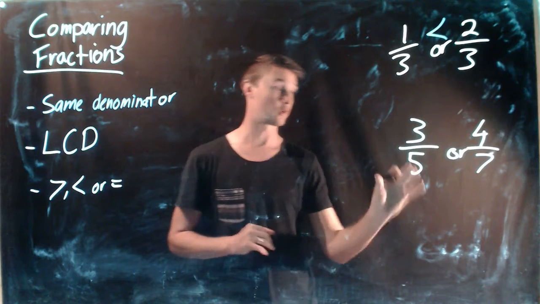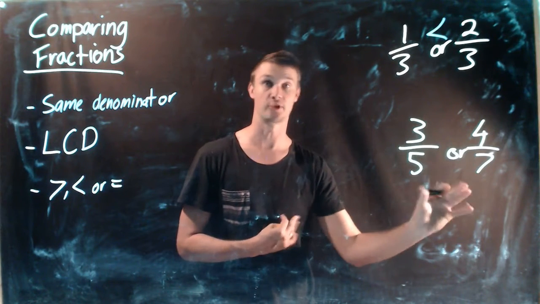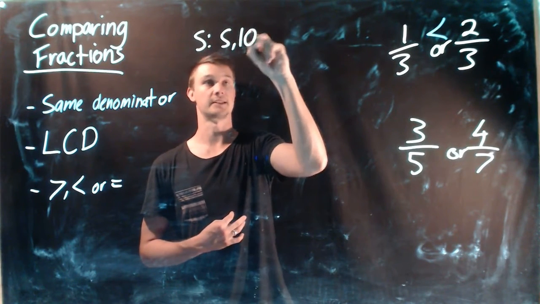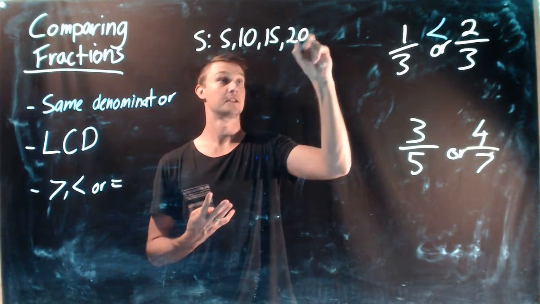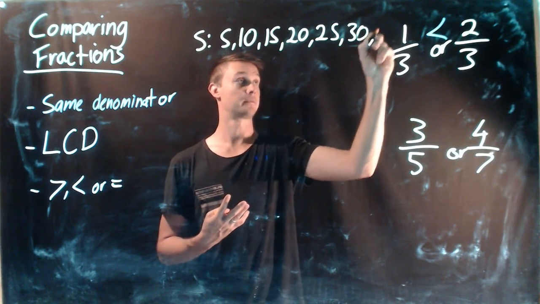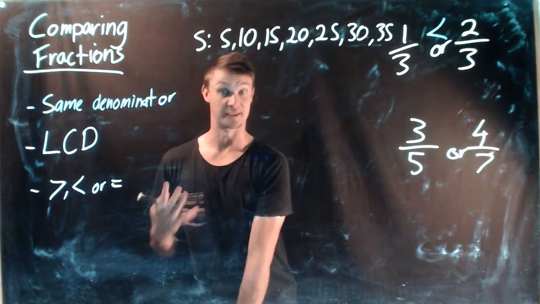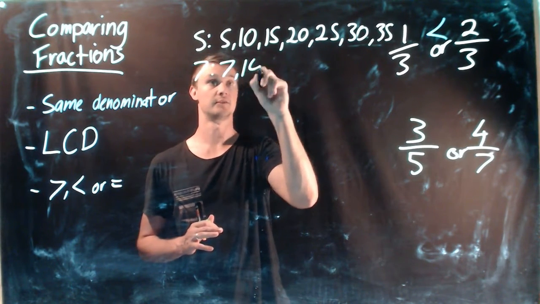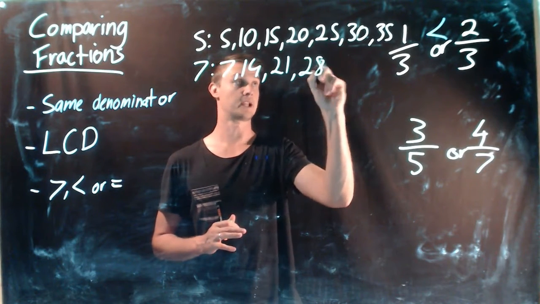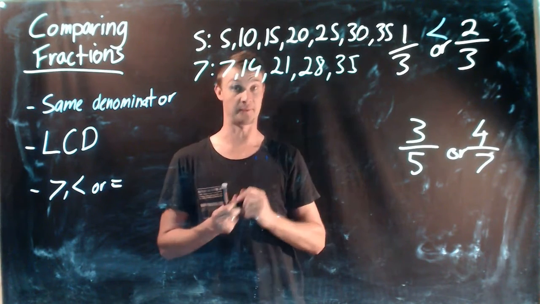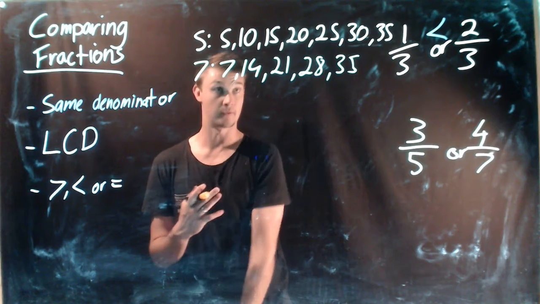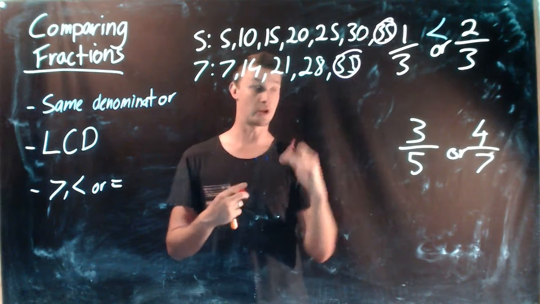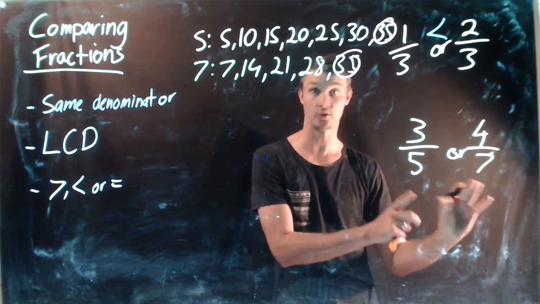The way that we do that is by finding multiples, or the same common denominator, between these two. Let's start with 5. I can start listing the multiples of 5: 5, 10, 15, 20, 25, 30, 35. I can do the same for 7: 7, 14, 21, 28, 35. I want to find the lowest common multiple between them, and I can see that it is 35. So I know that I can convert the denominators of these two to 35.